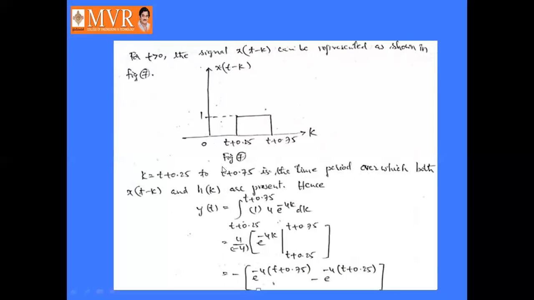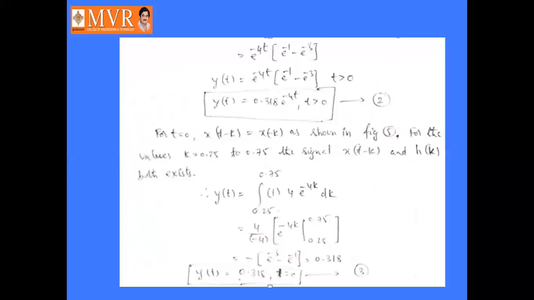Okay, so k is varying from t plus 0.25 to t plus 0.75, which is the time period over which both x of t minus k and h of k are present. Hence y of t equals the integral from t plus 0.25 to t plus 0.75, and this amplitude is 1, into 4 e power minus 4k dk, or it is 4 by minus 4 into e power minus 4k with the limits t plus 0.75 to t plus 0.25.